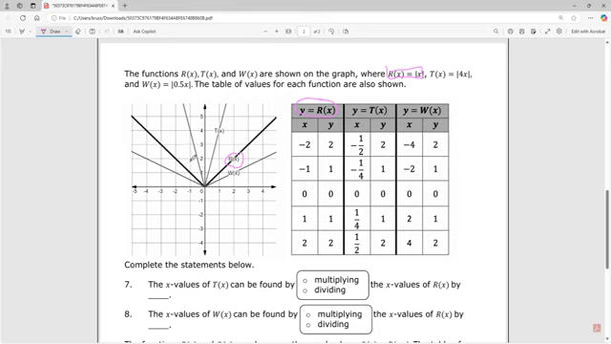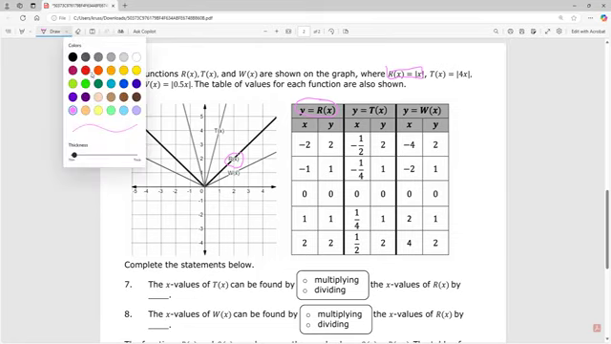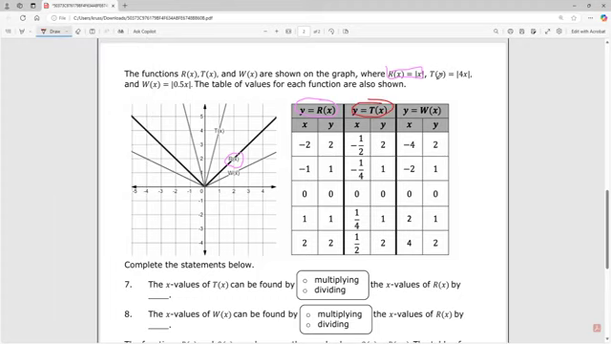Negative 2, it went up 2. 2, it went up 2, right? So the t sub x looks like it goes up at a rate 4 times faster, right? So t sub x, it's this one, right? So let's make that one red. T sub x changes 4 times faster, right?